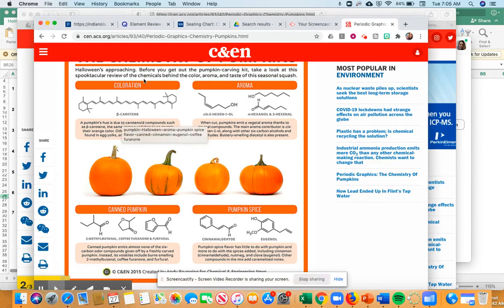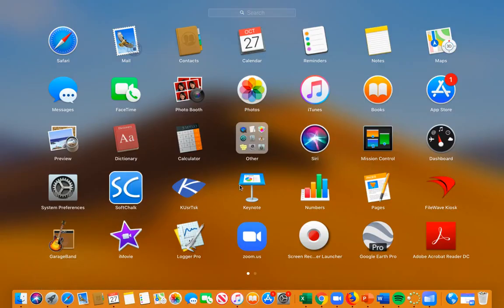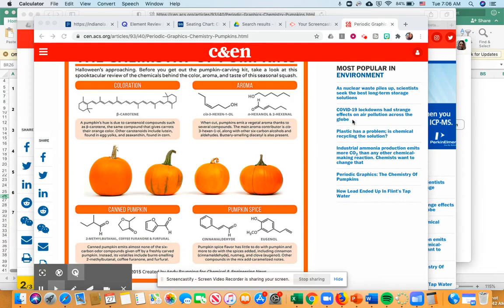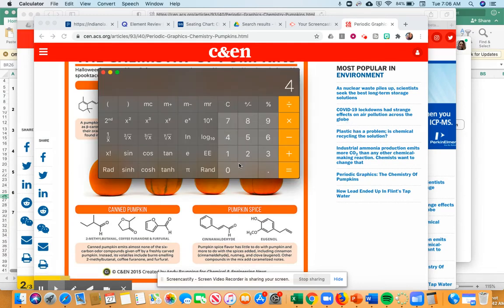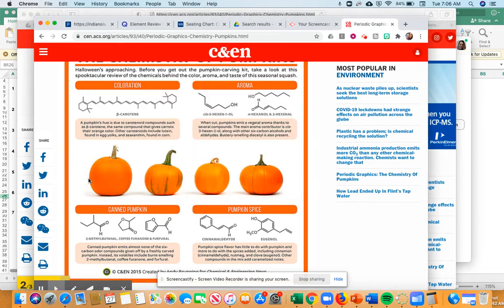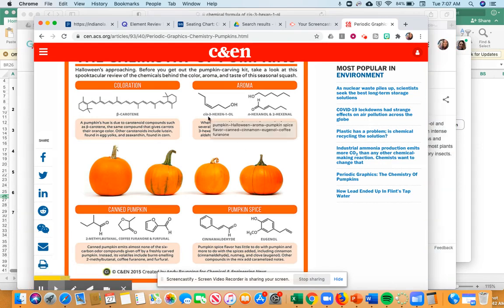So for our beta carotene here, for the first one, our chemical formula is C40H56. So I'm going to go ahead and pull up our calculator here. And we know that the mass on carbon is 12 and the mass on hydrogen is 1. And so we end up with a molar mass of 536 grams per mole for the beta carotene.